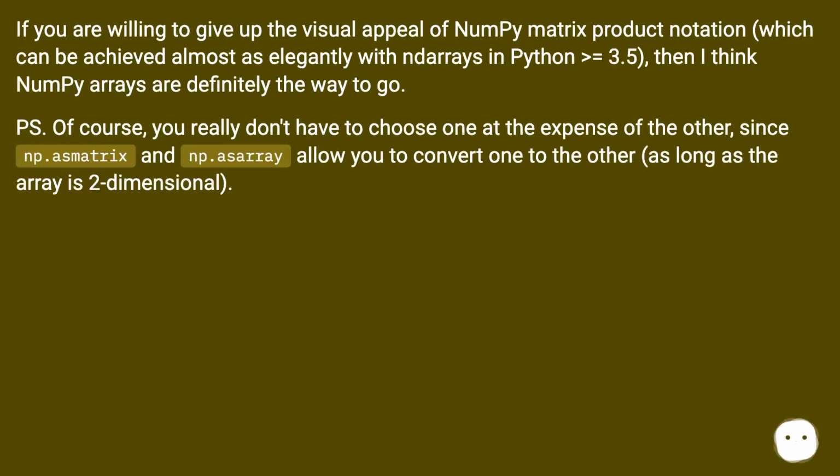If you are willing to give up the visual appeal of Numpy matrix product notation, which can be achieved almost as elegantly with n-arrays in Python >= 3.5, then I think Numpy arrays are definitely the way to go. PS: of course, you really don't have to choose one at the expense of the other, since np.asmatrix and np.asarray allow you to convert one to the other, as long as the array is two-dimensional.